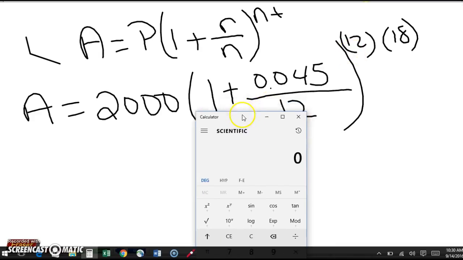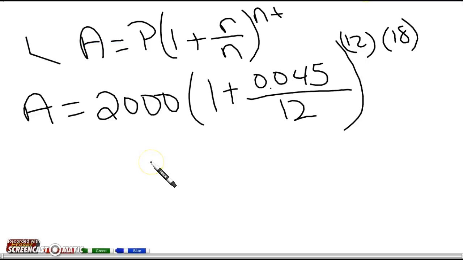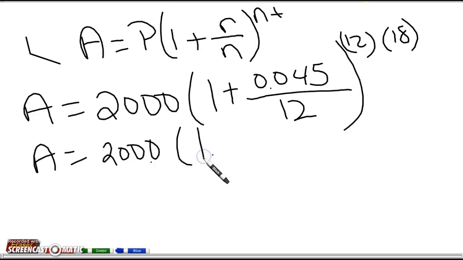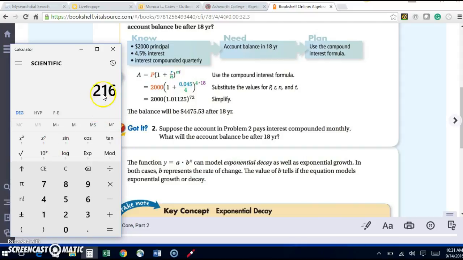All right. So we'll first do 0.045 divided by 12 plus 1, which is going to give me 1.00375. So we'll come here. A is equal to 2,000 times 1.00375, and then we have 12 times 18. I haven't done that calculation yet. All right, so I went ahead and multiplied that. 18 times 12 is 216, so we'll put that on our board.